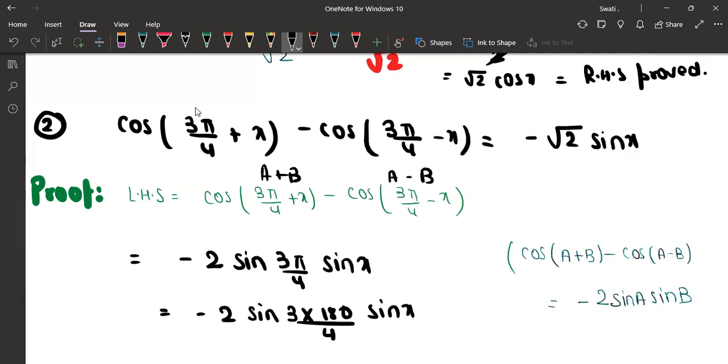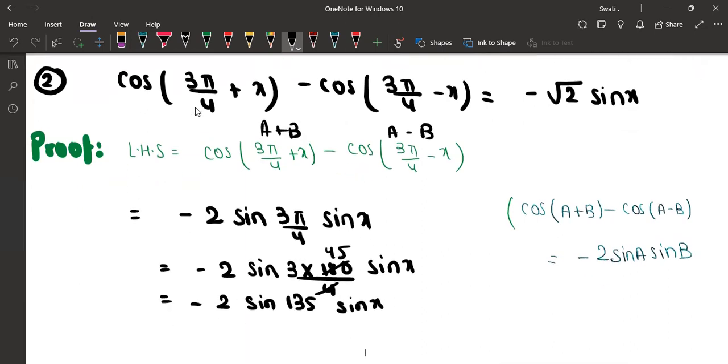Now it is actually 45. So 45 times 3 minus 2, and then this is sine 3 into 45. So if you calculate this, it is 135. Okay, so sine 135, sine x. Now we can write down this 135.